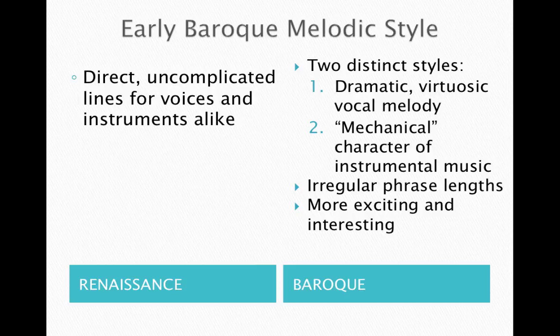So let's compare a little bit the style of the Renaissance and the Baroque. This is vastly oversimplified, but we can see that in the Renaissance there was a direct, uncomplicated structure of lines for voices and instruments alike. In the Baroque era, we have two distinct styles. We have dramatic, virtuosic vocal melody and a mechanical character of instrumental music that just kind of chugs along like a machine almost. There are irregular phrase lengths and more exciting and interesting music than what we heard in the Renaissance era.